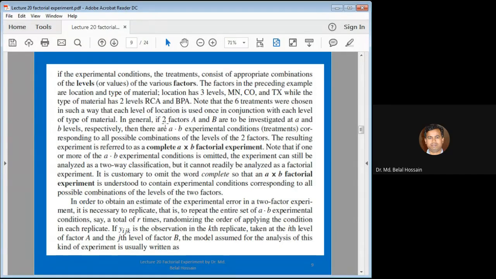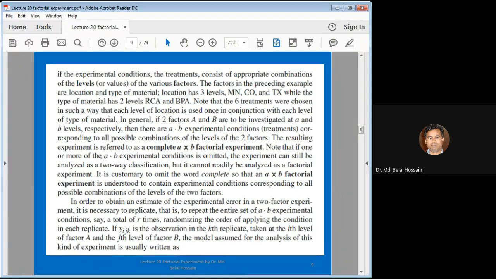In general, the 2 factors A and B are to be investigated at A and B levels, respectively. Then there are A into B experimental conditions, treatment corresponding to all possible combinations of the levels of the 2 factors. The resulting experiment is referred to as a complete A by B factorial experiment.